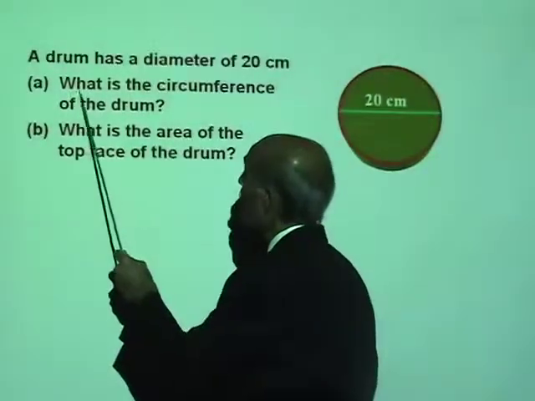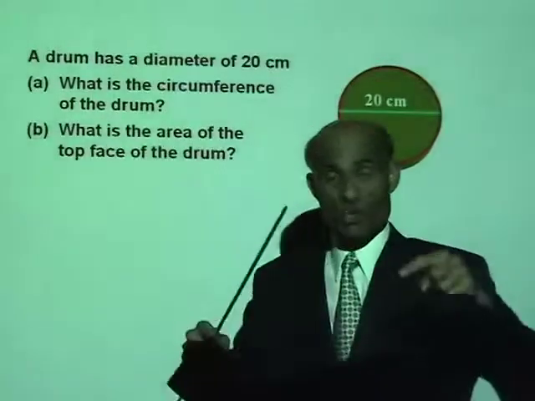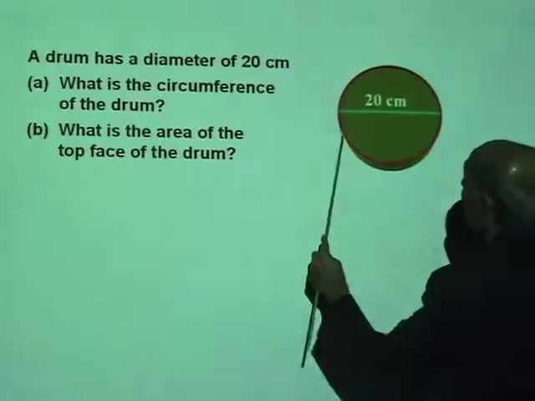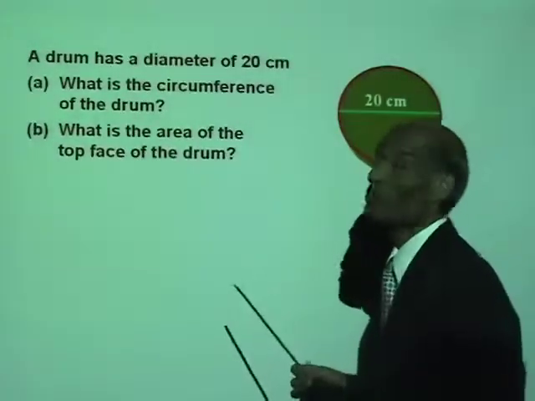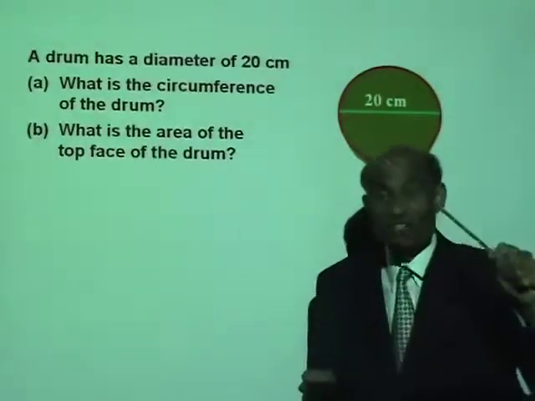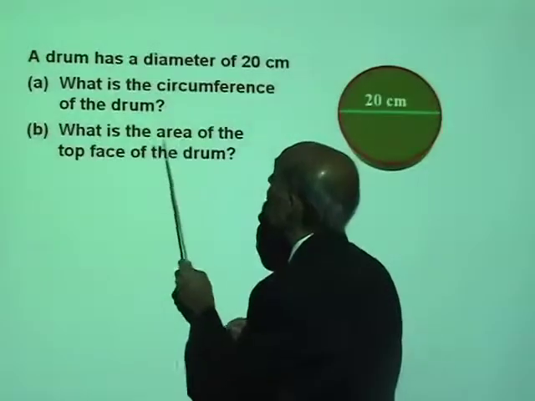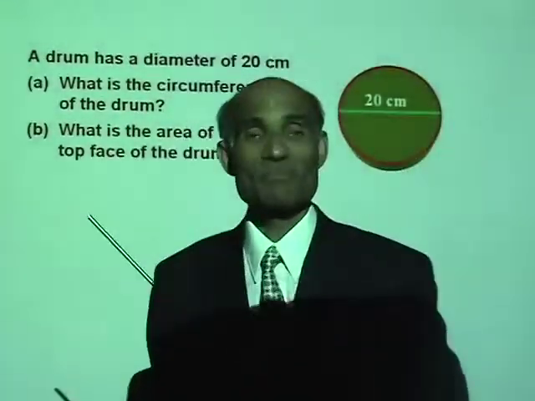Alright, the question is, what is the circumference of the drum? You see, the top of the drum is a circle. That's the circle. Now, you need to find the circumference of that circle. And B, what is the area of the top face of the drum?